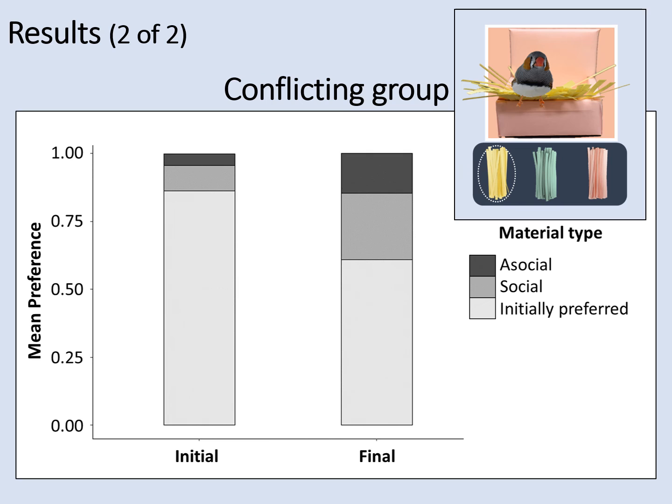Coming to a similar graph for observers in the conflicting group, where the y-axis shows mean preference and x-axis shows the test phase, initial or final. The legend shows the material types. Going from initial to final phase, we see a significant decrease in preference for the initially preferred material, with p-value being less than 0.01. There is also a significant increase in preference for the socially demonstrated material, with p-value being less than 0.05. While there is no significant change in preference for the asocial material, which matches the background.